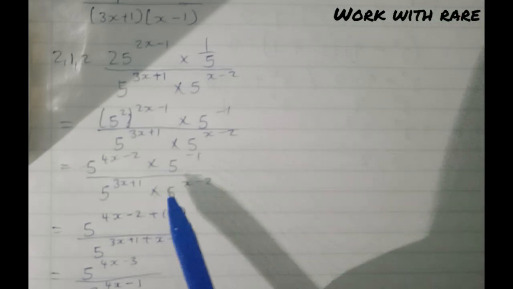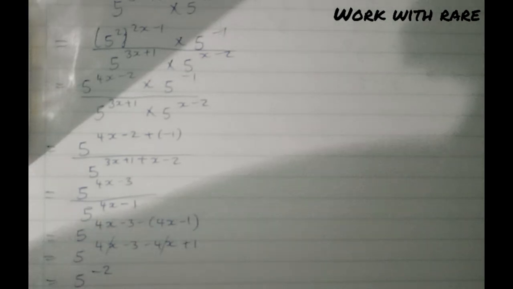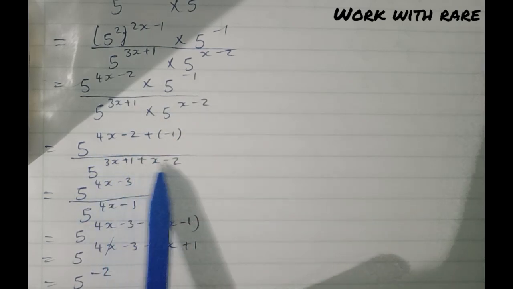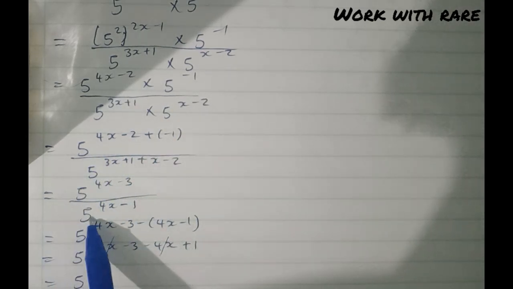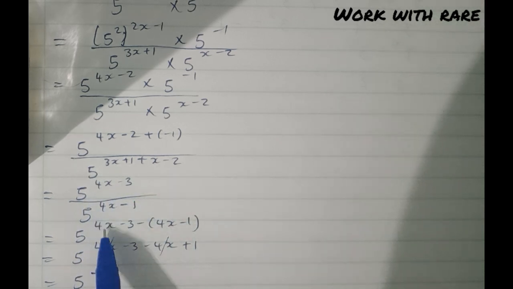So after you change everything to the base of 5, you follow the law. So remember the law of exponent. When you multiply the same base, you add. When you divide, you subtract. So here I added them, and here I added them. As soon as I reached this step, now I subtracted. So I said this one subtracted this one.